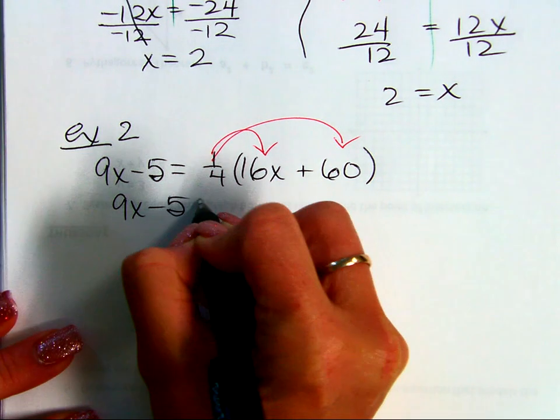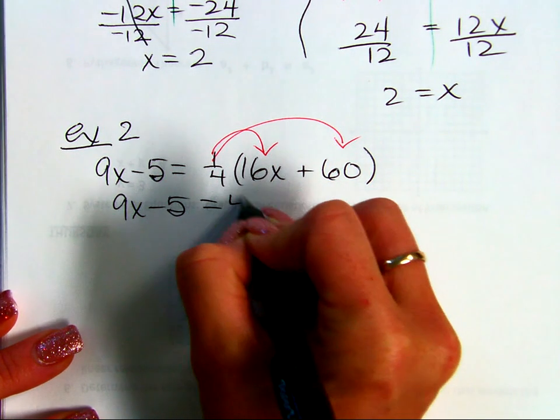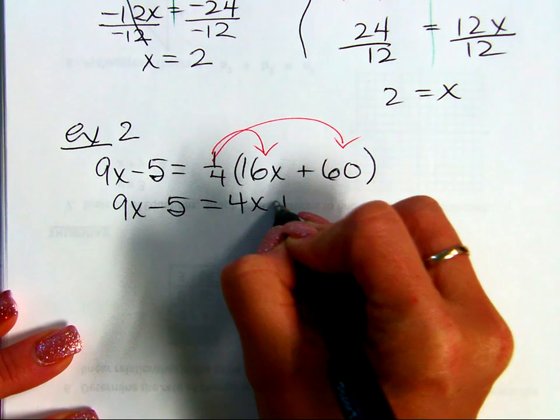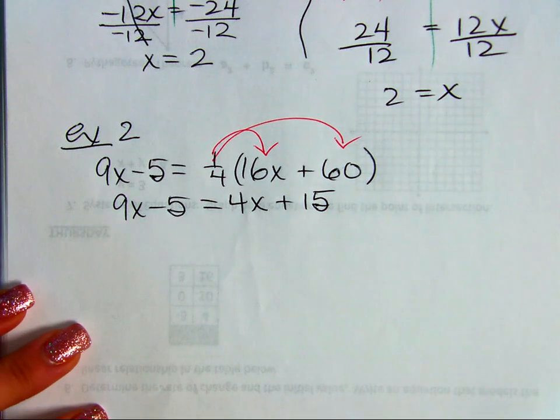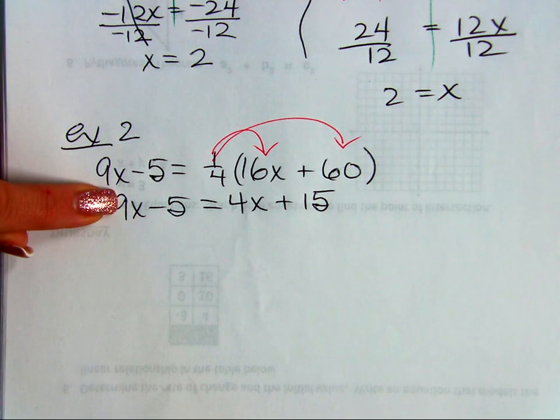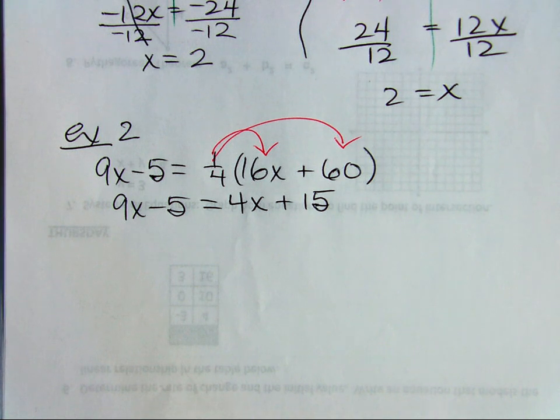So 9x minus 5 is equal to 1/4 of 16 and 1/4 of 60. As soon as you get it in this format, it's pretty much just like the one we just did. So I would like you to try to finish that and cancel out. You could cancel out whichever one you want and see what answer you are able to get. Okay? So work on that real quick.